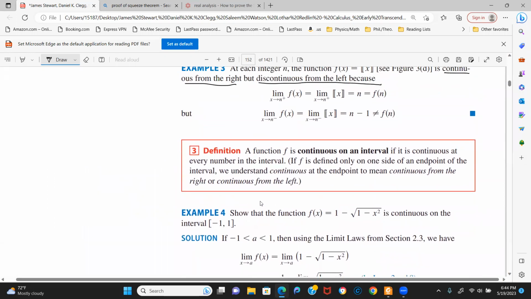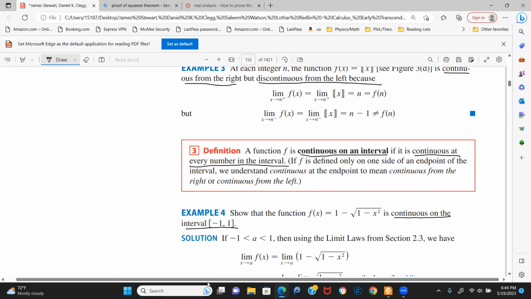All right, so now we talked about continuous at a point, but now we can talk about continuous on an interval, and it just means that you're continuous at every number in the interval. So it's a pretty straightforward definition. So here's an example. We want to prove that this function is continuous on the interval -1 to 1.